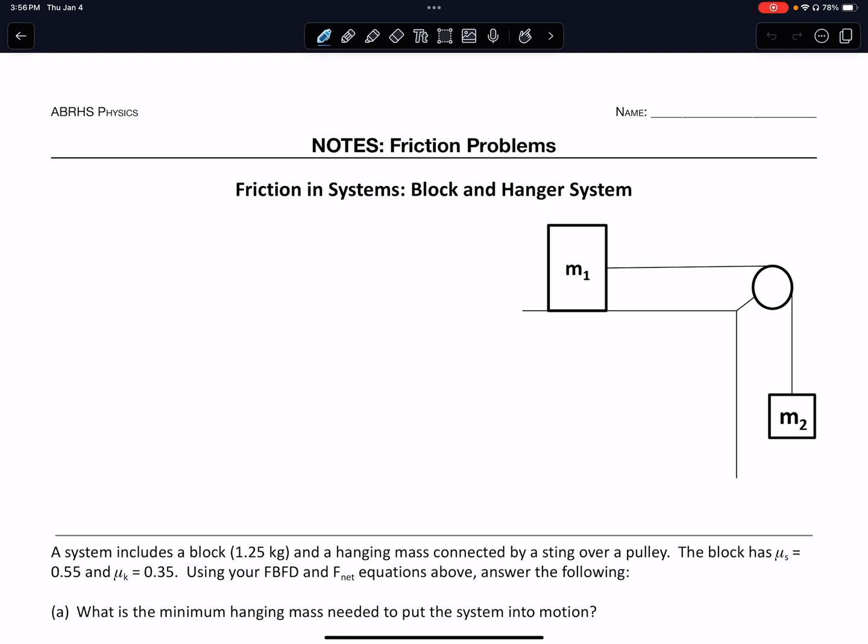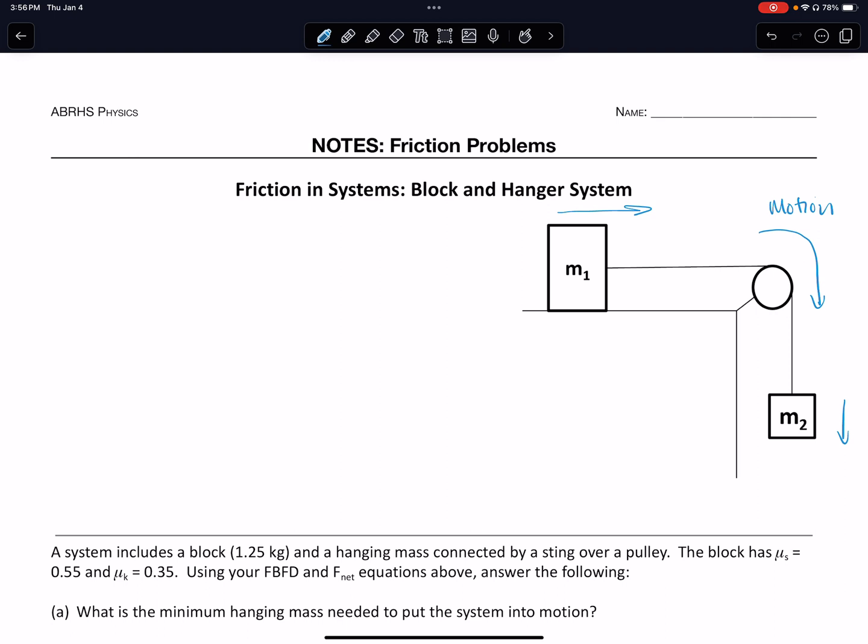Okay, so we're going to start with what I consider the simplest of these three problem types, which is our systems problem. In my class, we tend to deal with the block and hanger system when it comes to friction. So we're going to start by drawing our free body force diagrams. First, let's talk about the motion. The hanger is going to drop, which means that the motion is going to be downward in terms of the hanger. The block is going to be sliding to its right across the bench top.